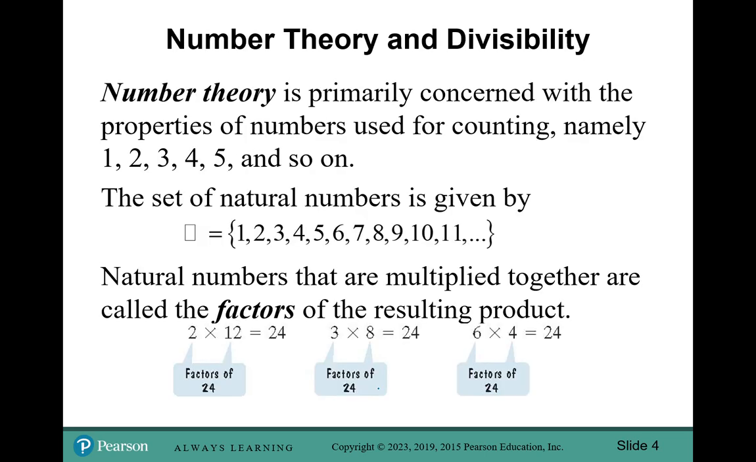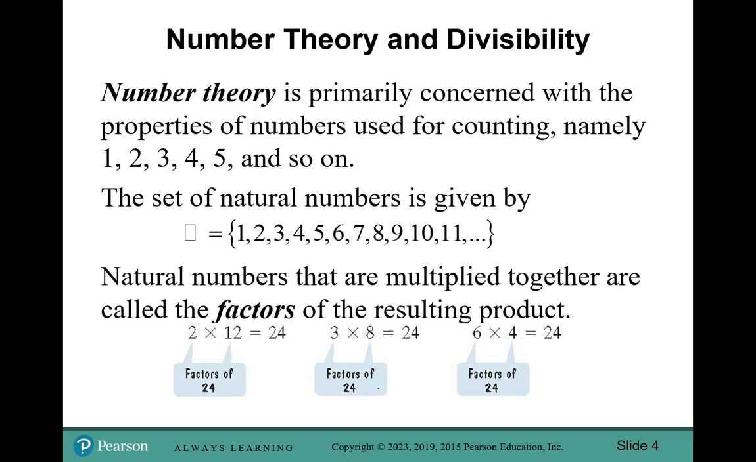Now, number theory and divisibility. Number theory is primarily concerned with the properties of numbers used for counting, namely 1, 2, 3, 4, 5, and so on. The set of natural numbers is given by the set here: 1, 2, 3, 4, 5, 6, 7, 8, 9, 10, 11, and so on.